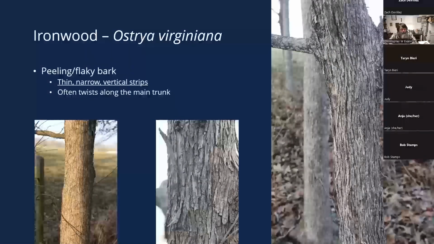And if you notice on bigger ironwoods, often you'll look at the direction of those long vertical strips, and they often twist along the main trunk. So they don't go straight up and down the trunk, but they tend to twist around the trunk as you follow them up the trunk. And that's on older, larger individuals, that's usually very noticeable.